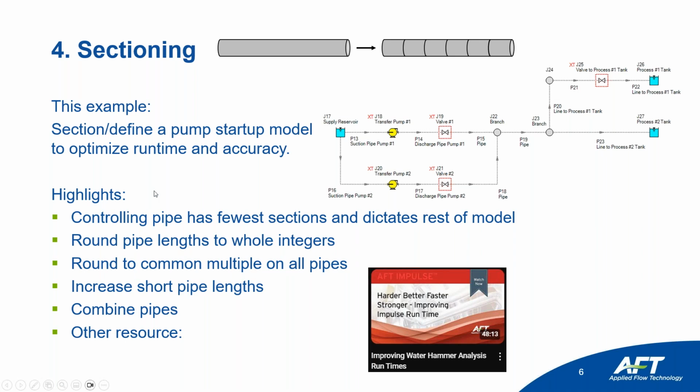So in order to section the pipes in the most simplest explanation, we use what is called a controlling pipe. So the controlling pipe is the shortest pipe in your model, and it will dictate how long each section has to be for the longer pipes in the model. So let's say you had two pipes, one that was 10 feet and one that was 100 feet. That 10-foot pipe would have one section, and then the 100-foot pipe would have 10 sections. Now let's say you decrease that 10-foot pipe to 5 feet. That 5-foot pipe would have one section, and then the 100-foot pipe would now have 20 sections.